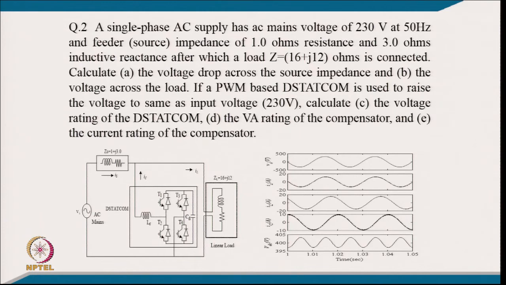Taking another example: a single phase AC supply has an AC mains voltage of 230 volt at 50 hertz, and a feeder source impedance of 1 ohm resistance and 3 ohm inductive reactance, after which a load of 16 plus j12 ohm is connected. Calculate the voltage drop across the source impedance and the voltage across the load if a DSTATCOM is used to raise the voltage to 230, the same as the grid voltage. Calculate the voltage rating of the DSTATCOM, the VA rating of the compensator and the current rating of the compensator.